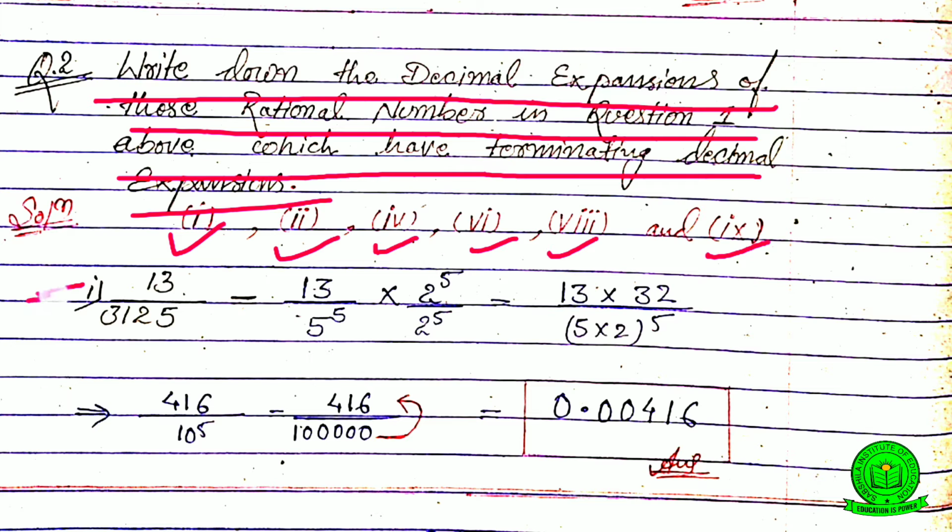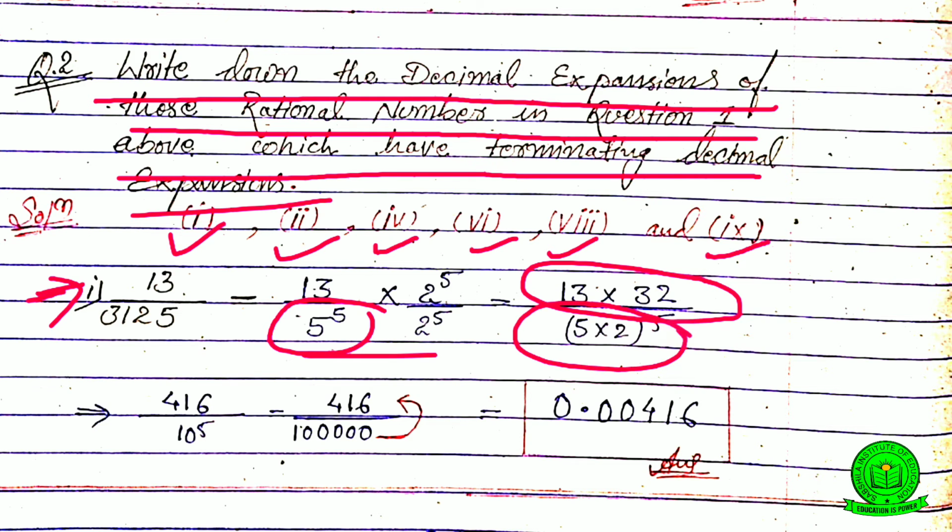In question number 1, here is 13 by 3125. So it can be written as 13 by 5 to the power 5. Here is 5 into 5, 5 to the power 5, and we have to change it into 10s form. So here is 5 to the power 5, that means we have to multiply by 2 to the power 5, then it will convert into 10. That means if we multiply 2 to the power 5 in denominator and numerator, then we will get 13 into 32 divided by 5 into 2 to the power 5.